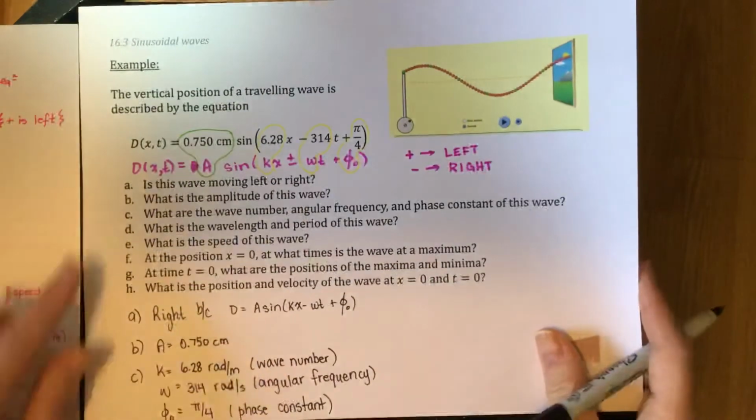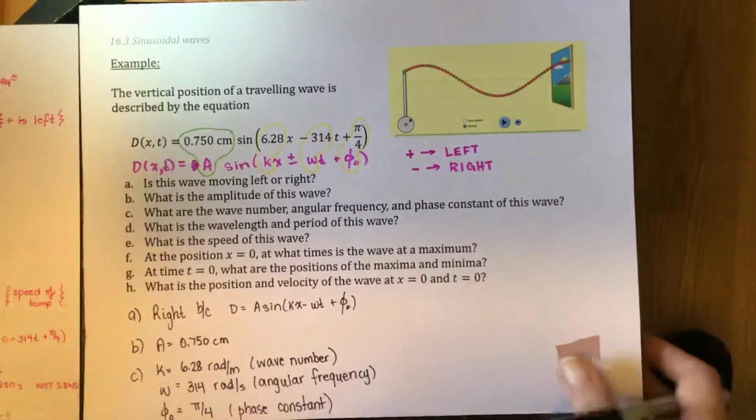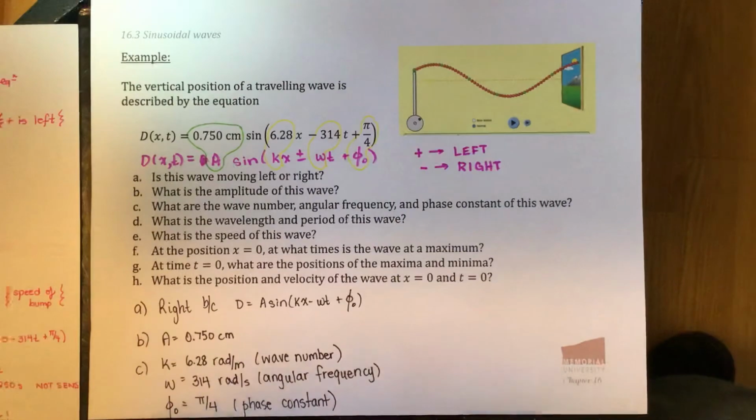Okay, there's A, B, and C done. Next we'll move on to D, find the wavelength and the period. And we'll find those things from k and omega. Let's just grab a fresh sheet of paper.